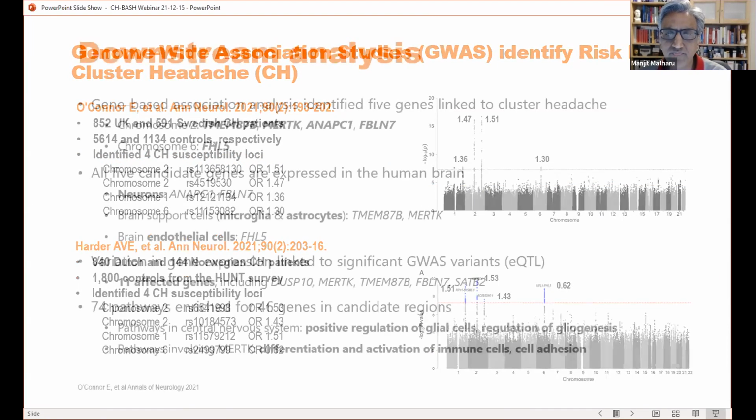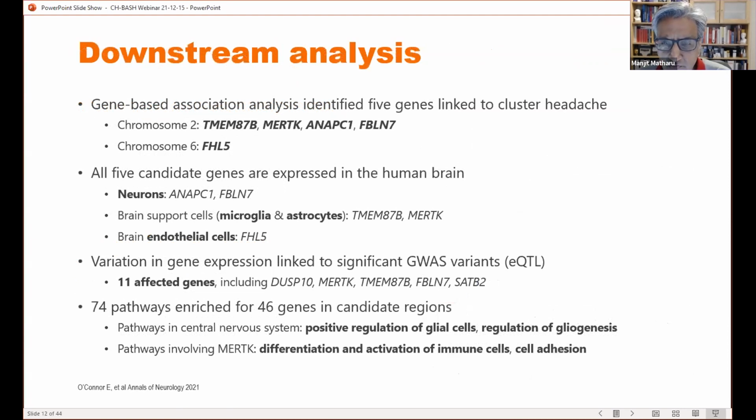basis. Now, we've done some downstream analysis. This is work that is still in progress. Of the 5 candidate genes that we have, all of them are expressed in the human brain, and they are largely neuronal, though there's also an endothelial one amongst them.